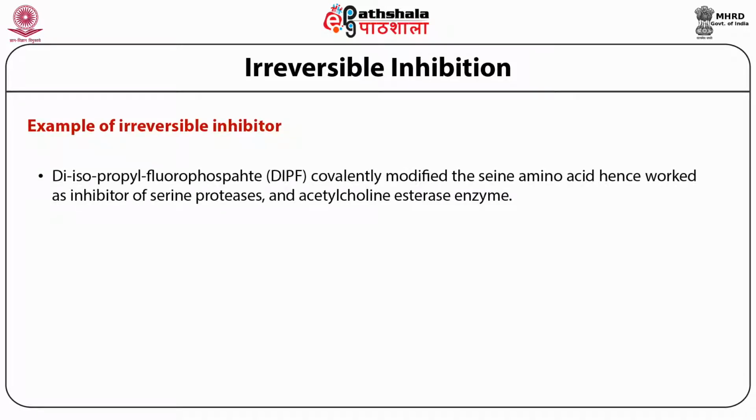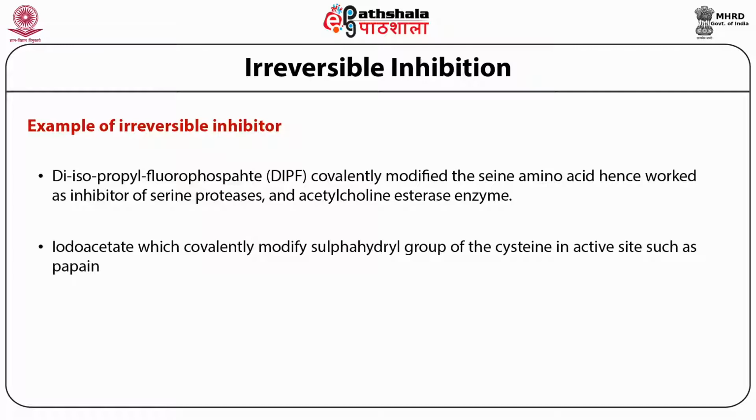As I already told you, serine is very important in the active site of some enzymes, and those are serine proteases and acetylcholinesterase. So if you have an inhibitor that binds with the serine covalently, it will irreversibly inhibit these enzymes. The second one is iodoacetate, which covalently modifies the sulfhydryl group of the cysteine in the active site. Then it will act as an irreversible inhibitor for enzymes that use a sulfhydryl group. One such example of that enzyme is papain.